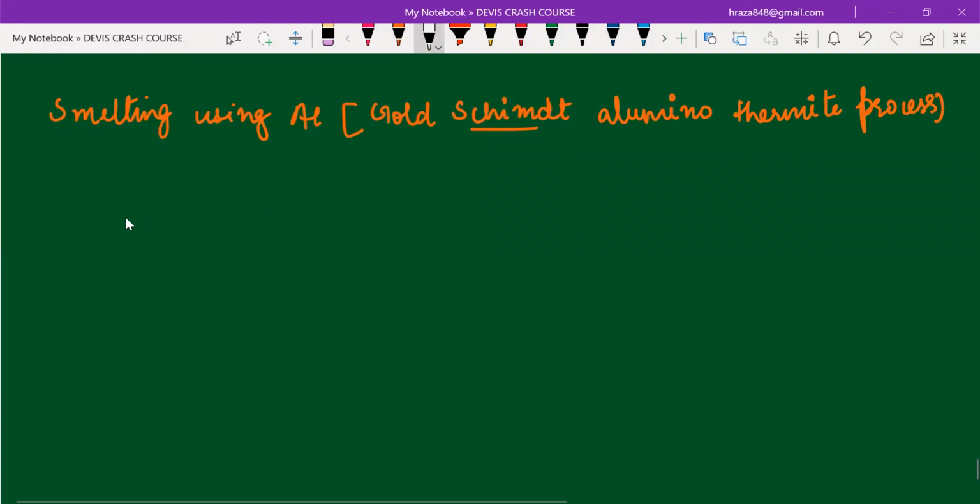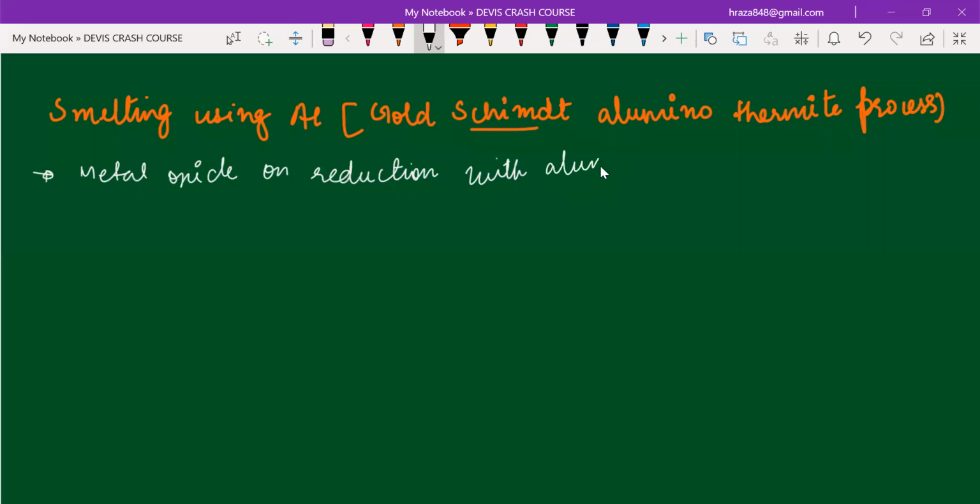Let's see what will happen. If you react the metal oxide with aluminium, the metal oxide will be reduced to metal, and aluminium will be converted into Al2O3. Let me write it as a full sentence, it's very important, so we are not going to use shortcuts here. You can write: metal oxide on reduction with aluminium powder gives metal.